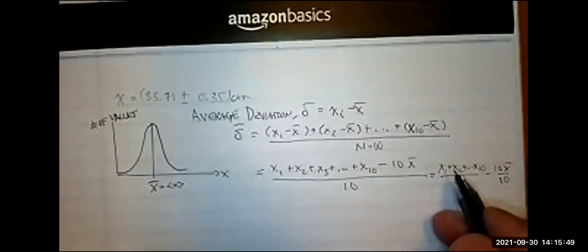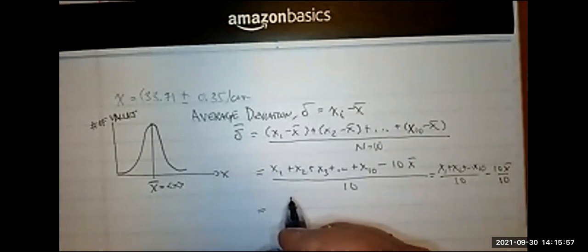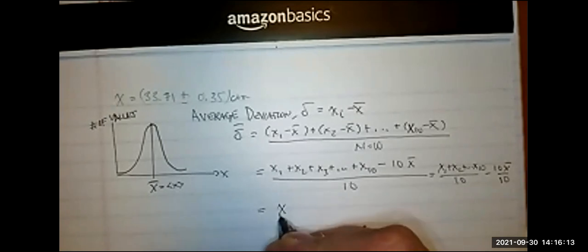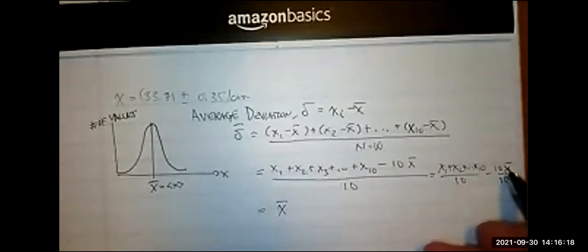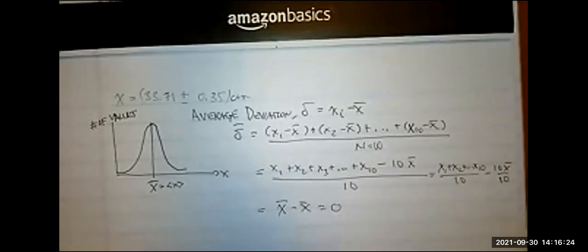So what is this value? x1 plus x2 plus x3 on up to x10. What's that value? That's going to be the sum of your x's, right? So it should be basically the total, and then you divide that by 10. So what's that become? Isn't that just x bar? And 10 x bar over 10 is just x bar too. So you end up getting 0. So that's why we don't use an average deviation.